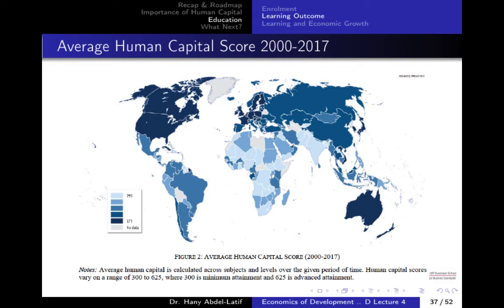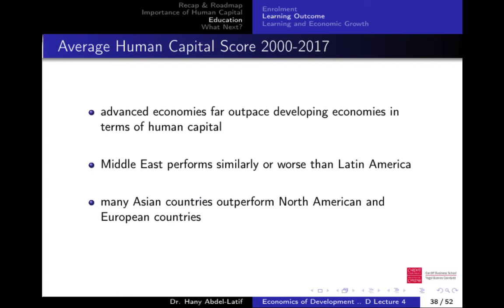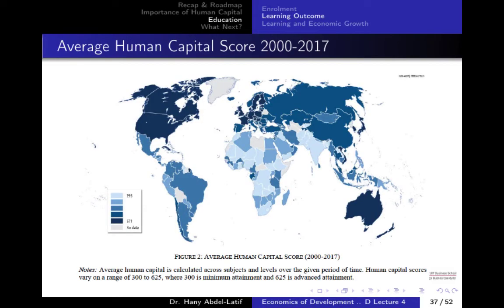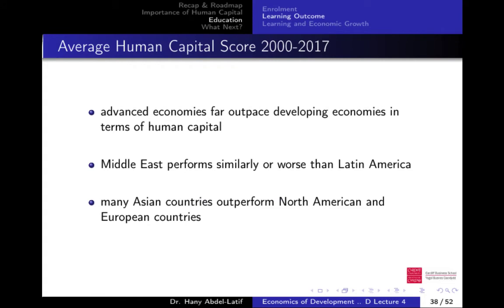Just some remarks about what we saw now. Advanced economies obviously outpace developing economies in terms of human capital. The Middle East performs similarly or worse than Latin America. If you look at this area, it's either similar or even worse than Latin America. Many Asian countries outperform North American and European countries in terms of the quality of education or the learning.